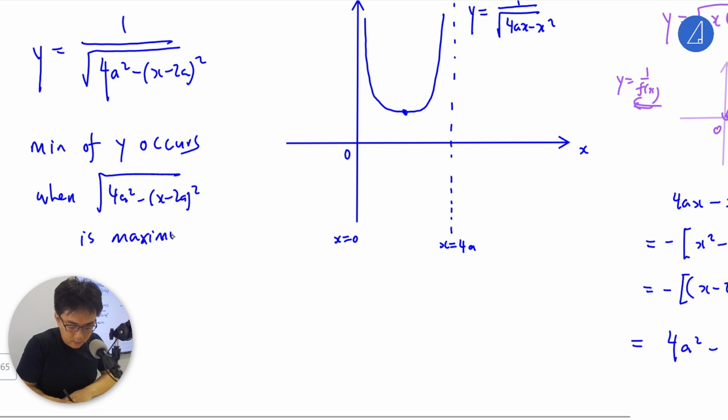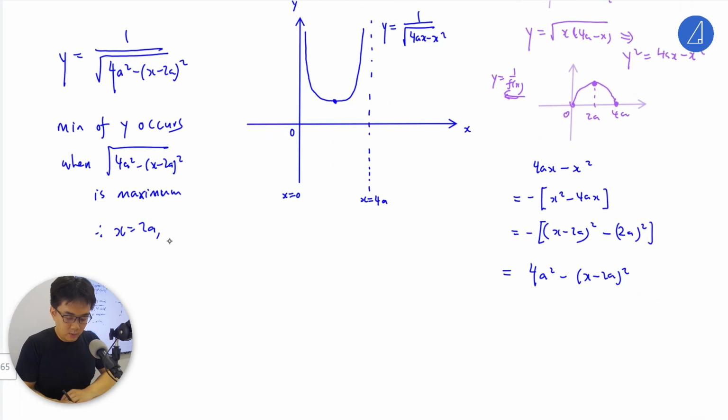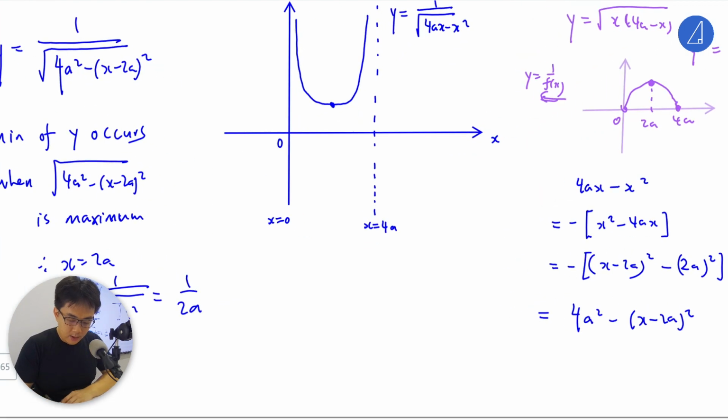hence x equals 2a. You replace 2a inside, and you realize that for this to be maximum, x has to be 2a, because you need this to be 0. So y will be equal to 1 over the square root of 4a squared, which is just 1 over 2a. So this point will be (2a, 1 over 2a).